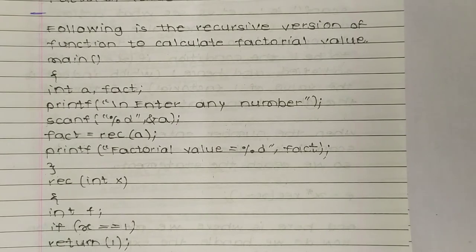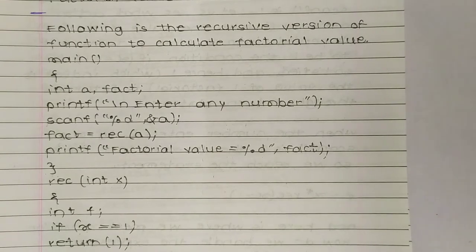Now comma fact. So fact is the variable which was assigned in the previous line, where fact is equal to rec(a). So we are showing the user that the factorial value is fact, that is, in place of %d it is written as fact.